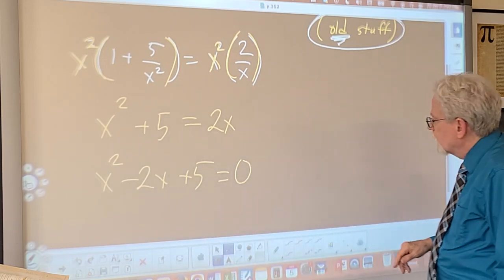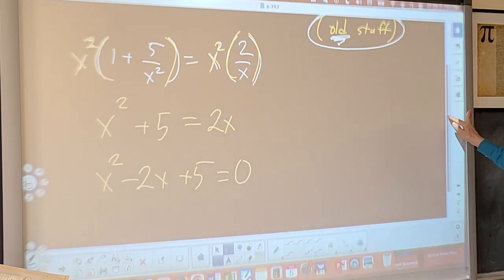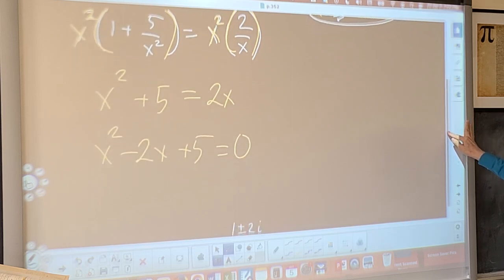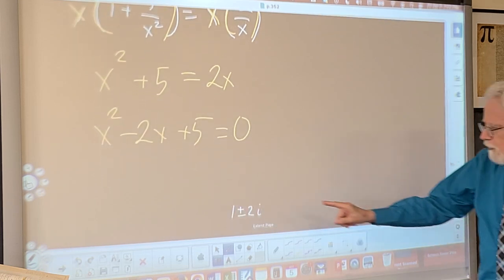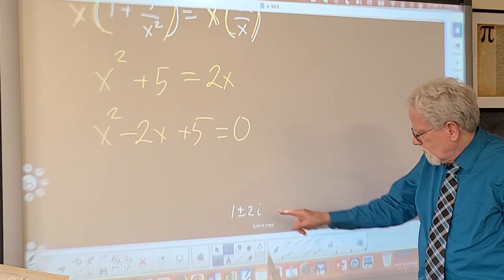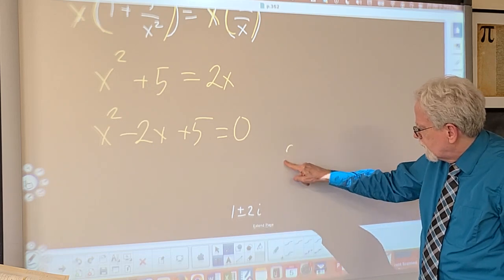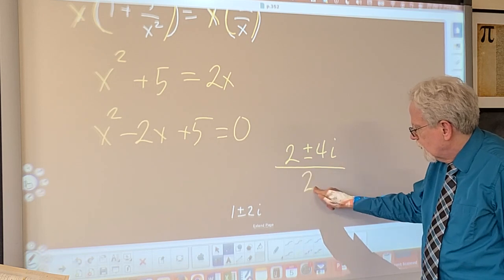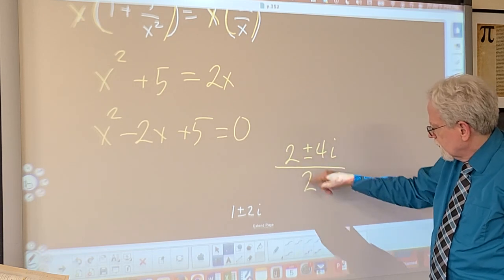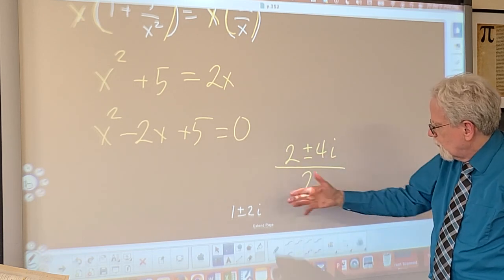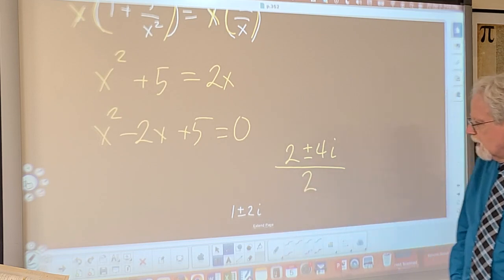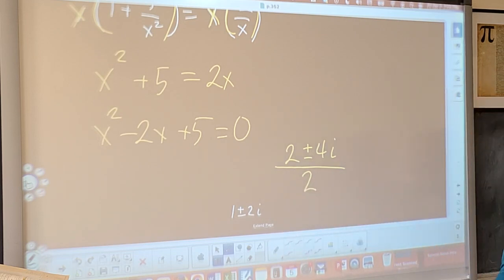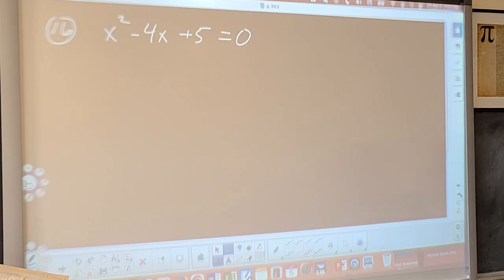Plug it into the quadratic formula. I'm not going to go through the trouble and time of figuring all that out, but we end up with 1 plus 2i, which tells me that it must have started off as 2 plus or minus 4i over 2, but the 2's cancel out there, and we get 1 plus or minus 2i. All right, let's go on. Hopefully we're nearing the end here.